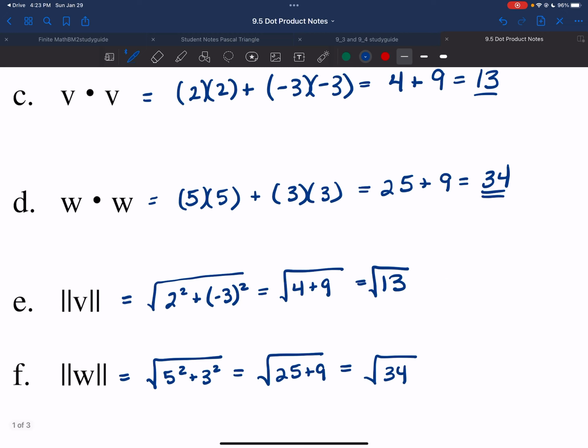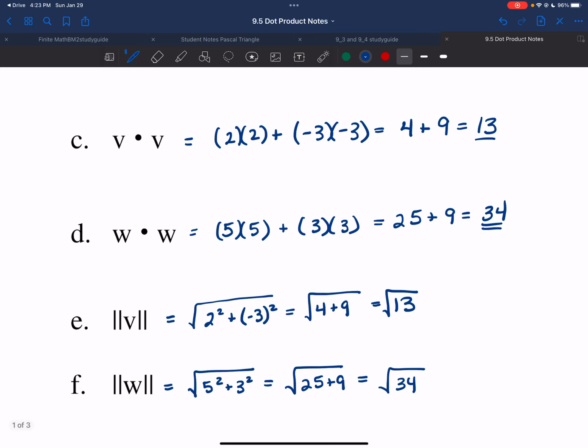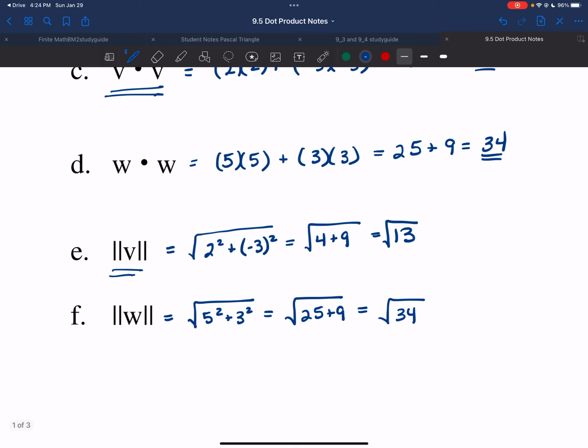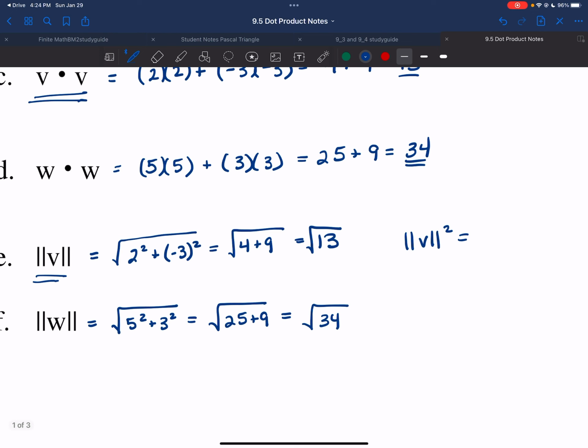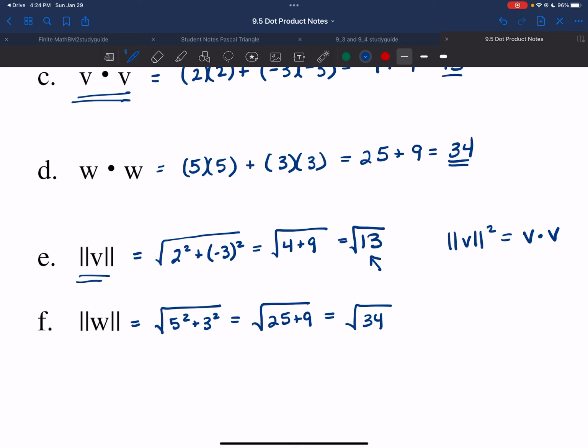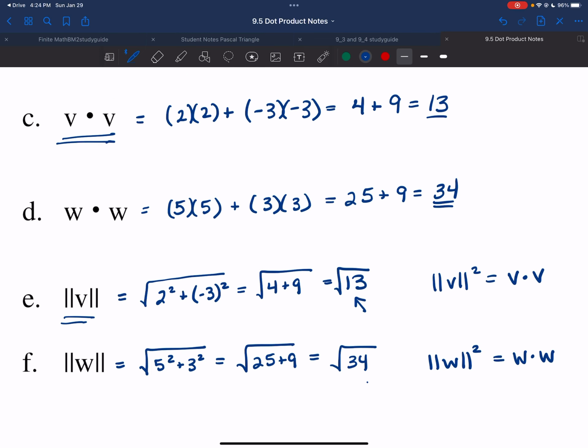So notice something interesting about this. So v dot v gave me 13, and the magnitude of v is the square root of 13. So if I did the magnitude of v squared, it would equal v dot v, right? So if I took this value and I squared it, I would get the same as v dot v. And likewise this one, if I took the magnitude of w and squared it, I would get w dot w, right? Because square root of 34 here, and then I have 34 right here.